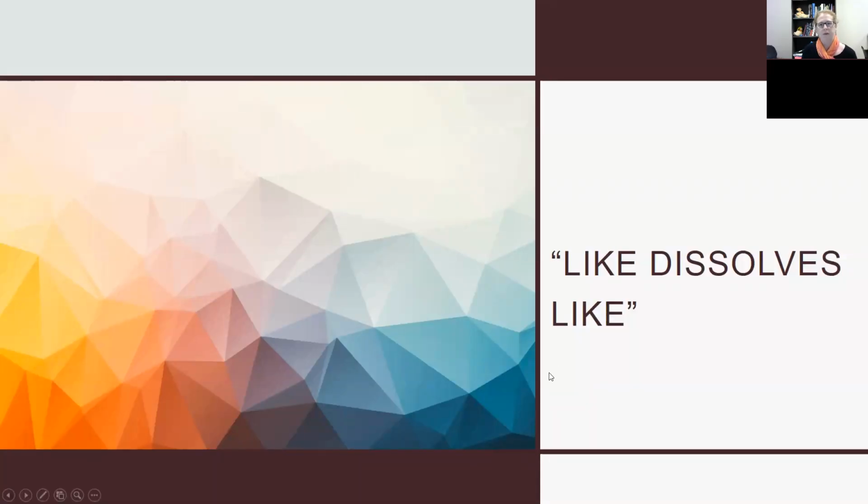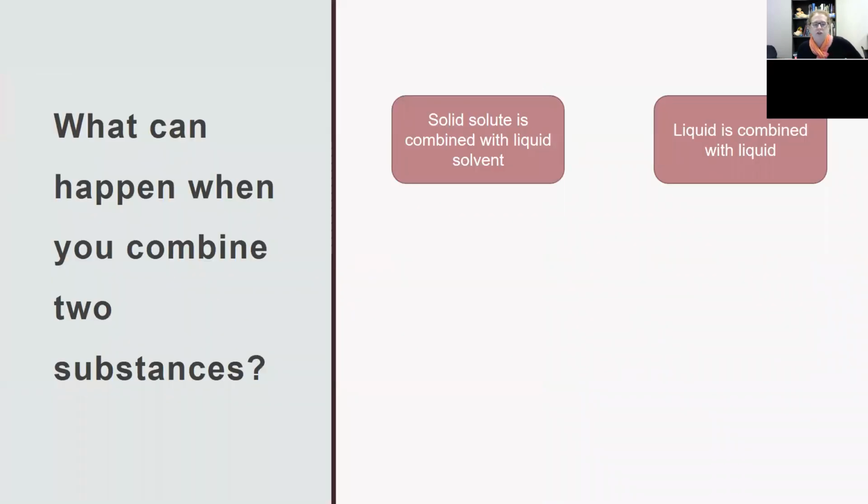In this next video, now that we know something about predicting the ways that unlike molecules interact with each other, we want to introduce the concept of like dissolves like and relate that to what happens when I mix two substances together. The general category that you want to have in your head is the idea of combining two substances. It could be a solid solute with a liquid solvent, or it could be a liquid with another liquid. But either way, there's three outcomes that we could get.